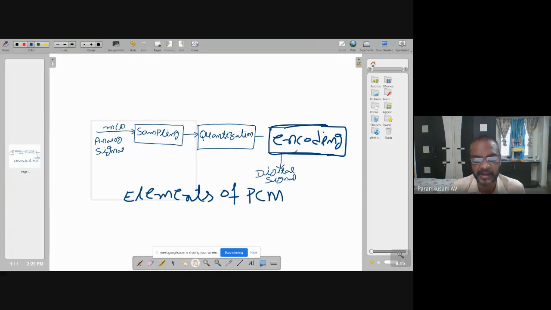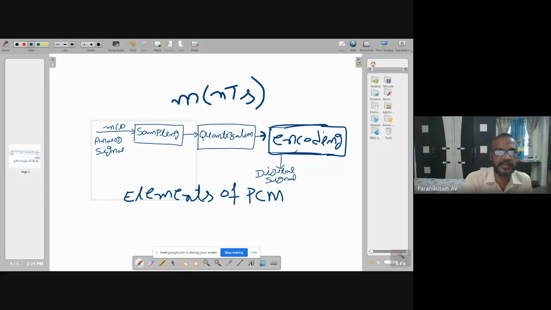What is sampling process? The output of the sampling can be represented as m of nTs, where Ts is the sampling interval. That m of nTs is given as an input to the quantization process, and the output of the quantization is given to the encoding process. The output of the encoding process is the digital signal. So this is the block diagram of a pulse code modulation.